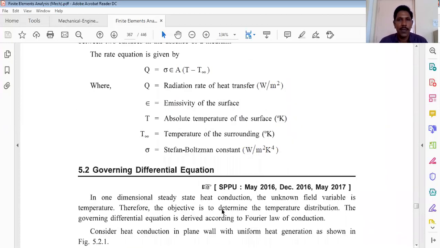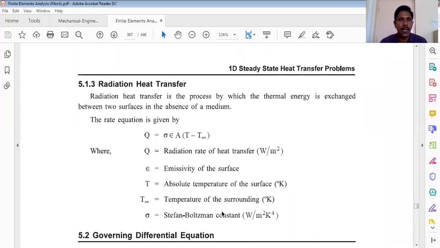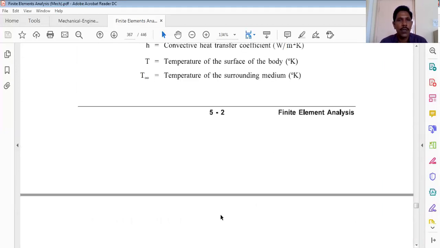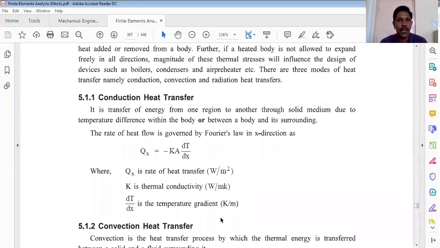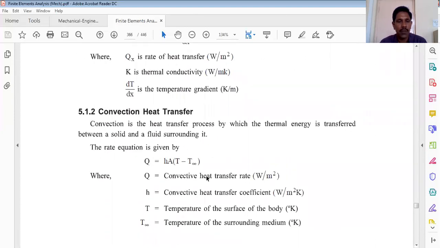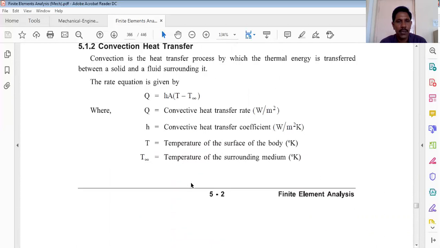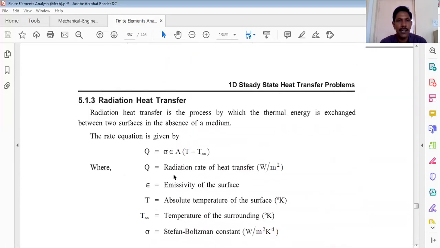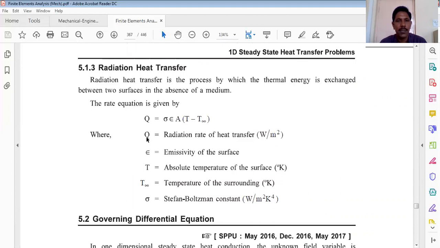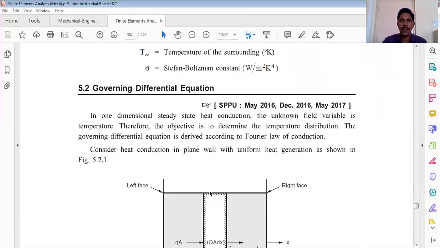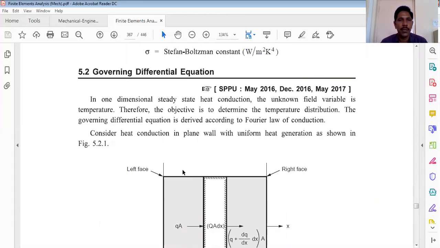So in general, there are three modes of heat transfer in terms of conduction, convection, and radiation. The governing equation in case of conduction is expressed by Fourier law, and the governing equation in case of convective heat transfer is expressed by this equation, whereas in case of radiation heat transfer, the rate equation is expressed by the Stefan Boltzmann equation, and is expressed as Q is equals to sigma epsilon A (T minus T infinity).